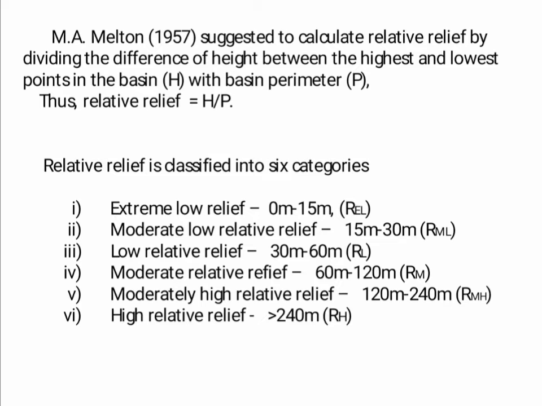Relative relief is classified into 6 categories. Extremely low relief, this is 0 meter to 15 meter. Moderately low relative relief, 15 meter to 30 meter. Low relative relief, 30 meter to 60 meter. Moderate relative relief, 60 to 120 meter. Moderately high relative relief, 120 meter to 240 meter. And high relative relief is above 240 meter.